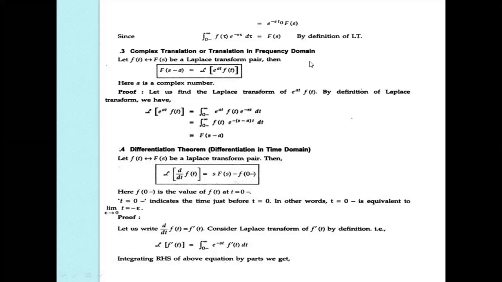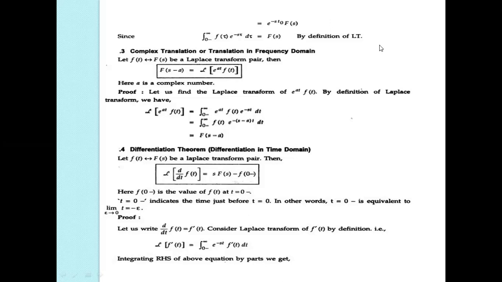Now the third property, in the frequency domain. It is nothing but the frequency shift property, also called complex translation or translation in frequency domain, or the frequency shift in the Laplace transformation. What is the frequency shift here? S minus a, with the Laplace transformation of e power a t into f of t. Here I am taking the a value.